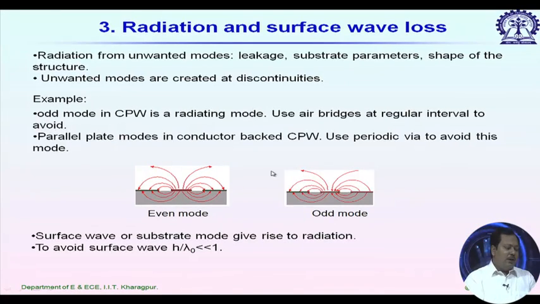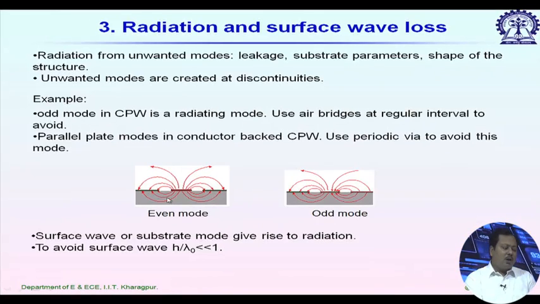So, next we will see that the substrate, a dielectric slab simply, can support wave propagation. The problem with this type of wave propagation is that it is not confined to any one particular channel; it will spread throughout the substrate, and we call this the substrate modes or the surface wave modes. And this type of transmission line, like CPW and microstrip line, is fabricated on a dielectric slab, so they can easily excite the surface wave modes.